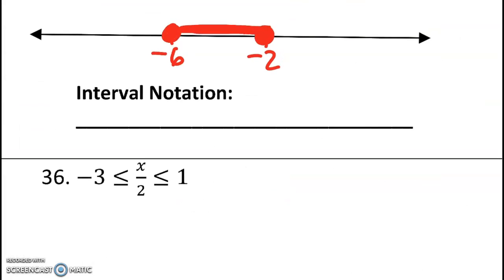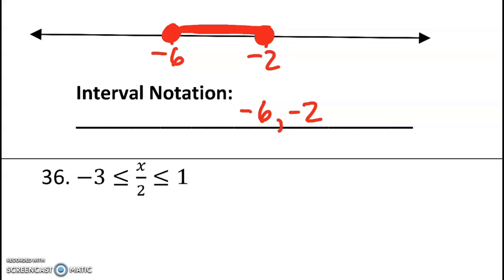Interval notation. What's going on here? What are my numbers? Are there infinities here? Why not? They gave you both the numbers. There are no arrows pointing in different directions because it's in between. We're going to put just the two numbers, just what they gave us.